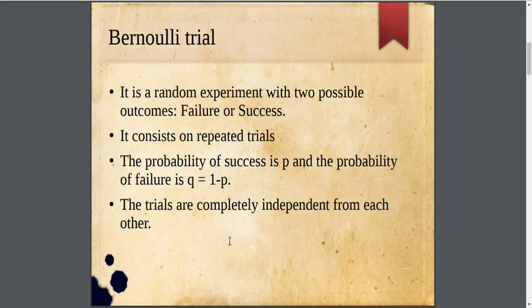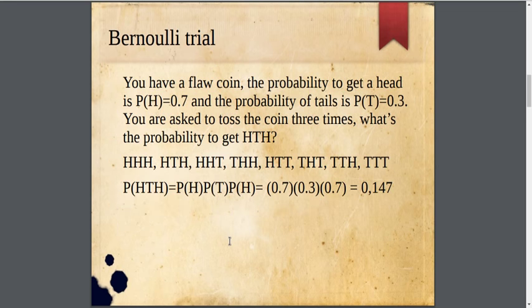So let's explain this using an example. Let's say that you have an imperfect coin, and the probability to get a head is 0.7, and the probability to get a tail is 0.3. You're asked to toss the coin 3 times. What's the probability to get the specific scenario: head, tail, head?